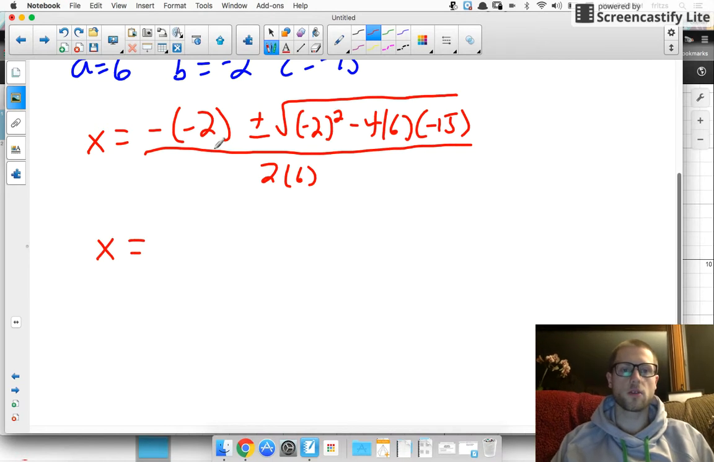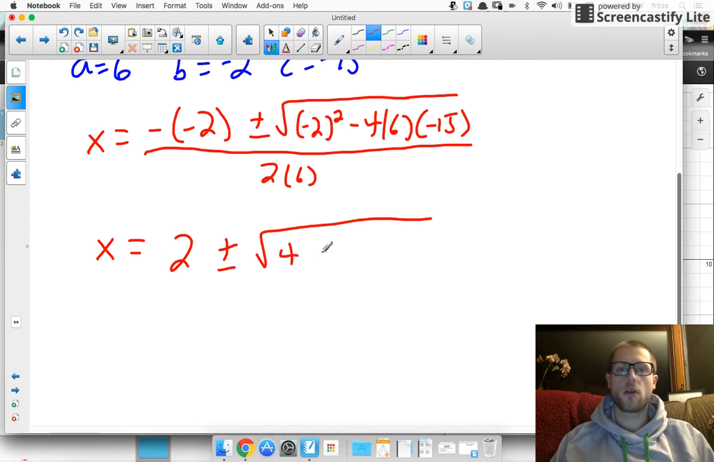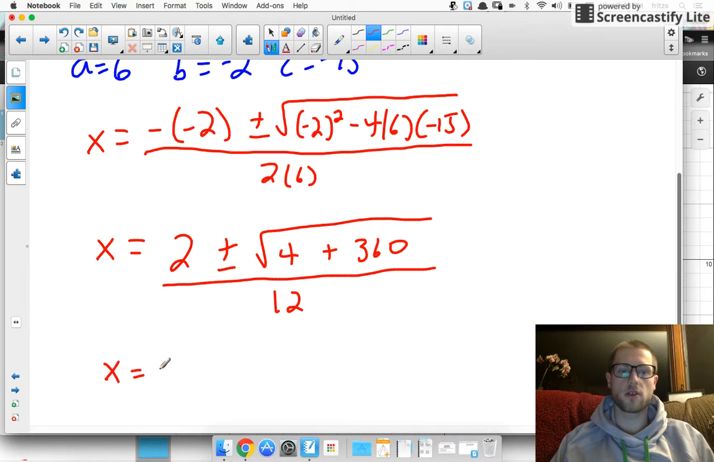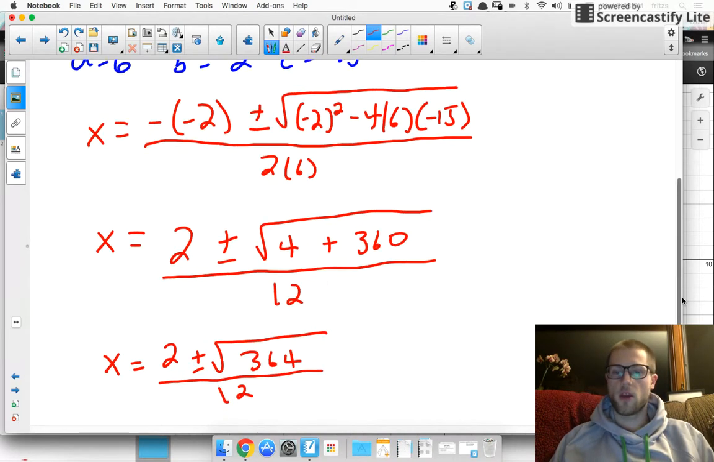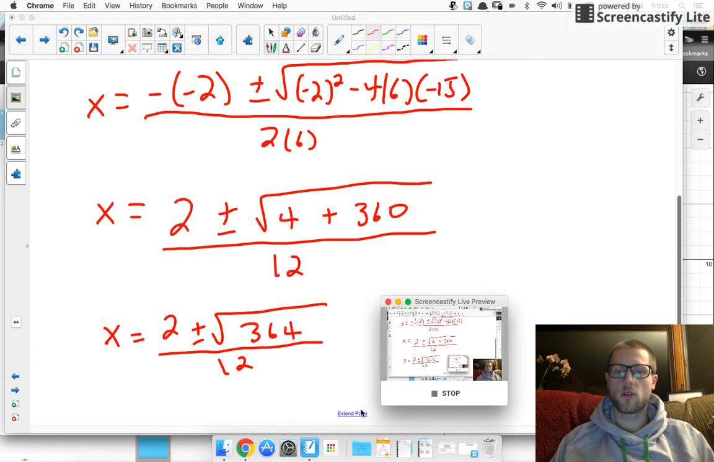So here we go. X equals, let's clean this up a little bit. 2 plus or minus the square root of, this will be 4 plus 360, all over 12. So now let's add these two things together here. X equals 2 plus or minus the square root of 364, all over 12. From here, I want to start simplifying this radical.